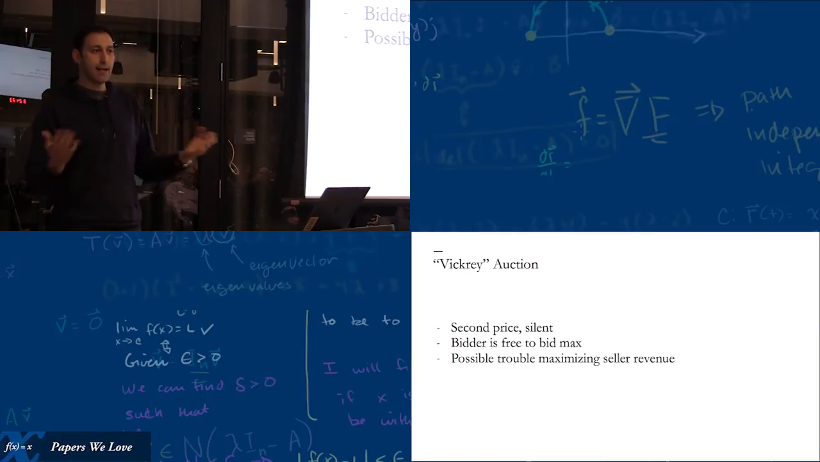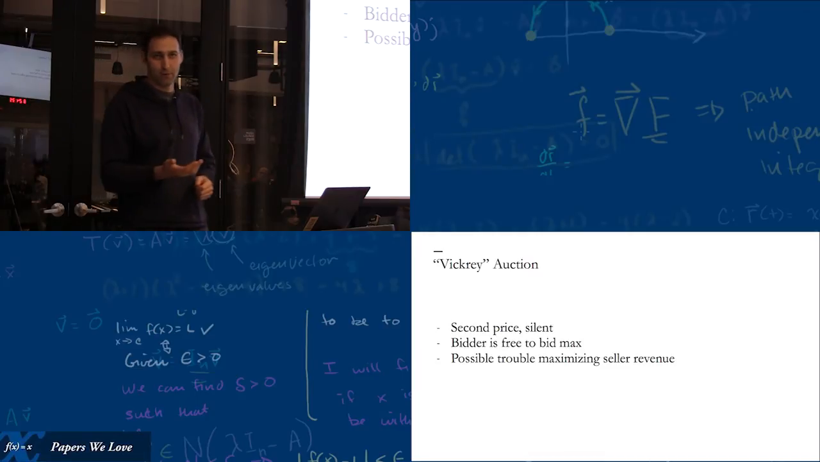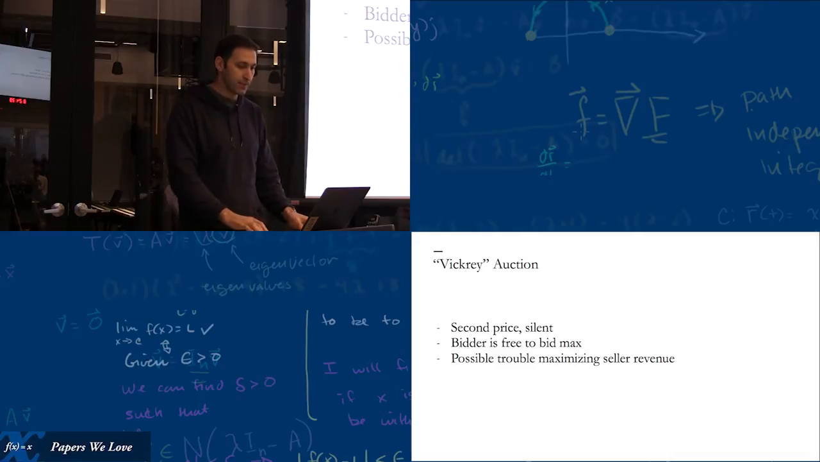So it's a silent auction. I just write a bid on the paper and I give it to the auctioneer. The auctioneer reveals everything, looks at everything, finds the highest bidder, and then you pay the second price. So in theory, this helps me not overbid for the lot. Unfortunately, this has some interesting consequences.